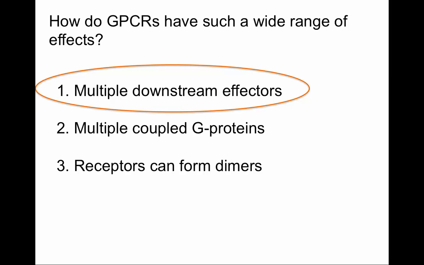GPCRs can have a wide range of effects due to three different mechanisms: multiple downstream effectors for each GPCR, multiple coupled G proteins for each GPCR, and the fact that the receptors can form dimers. We will go over multiple downstream effectors in the next few slides.